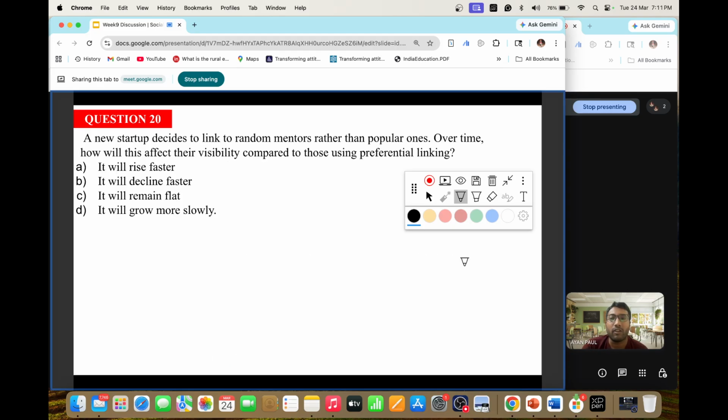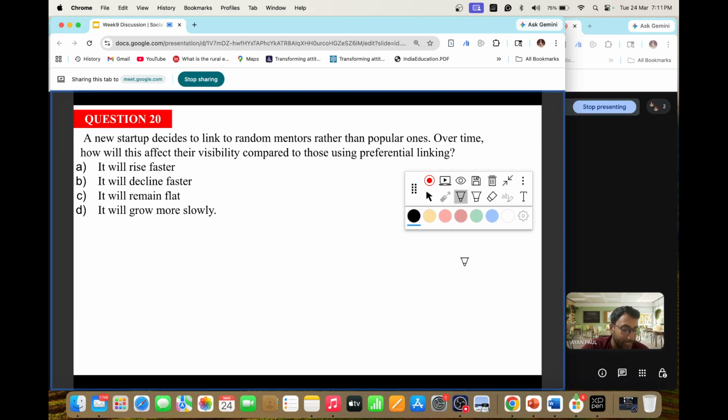Okay, so let's move on to question number 20. A new startup decides to link to random mentors rather than popular ones. Over time, how will this affect their visibility compared to those using preferential linking? It will rise faster? No. It will decline faster? We don't know. It will remain flat? It will grow more slowly.